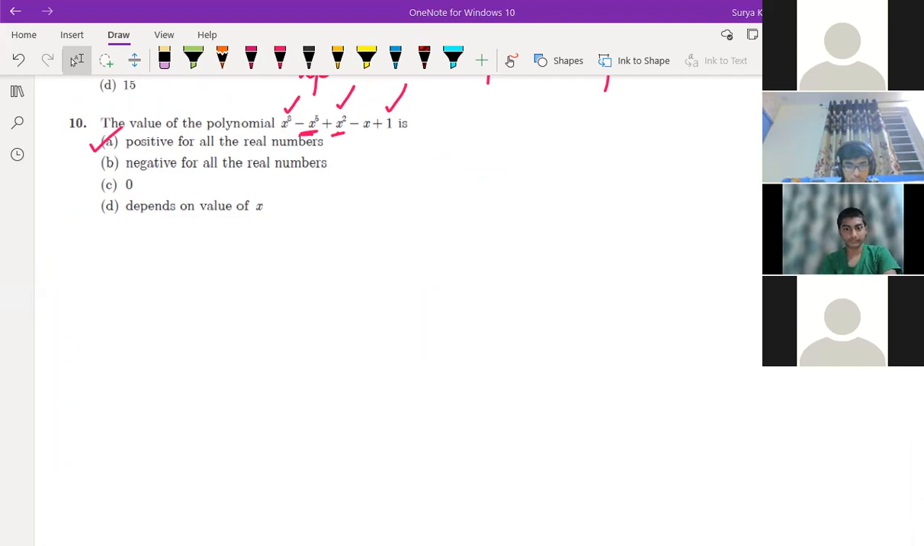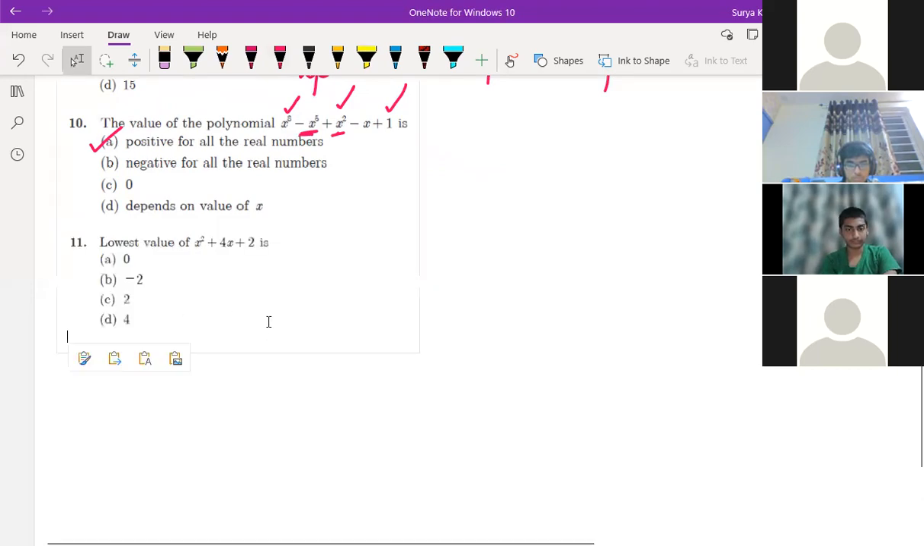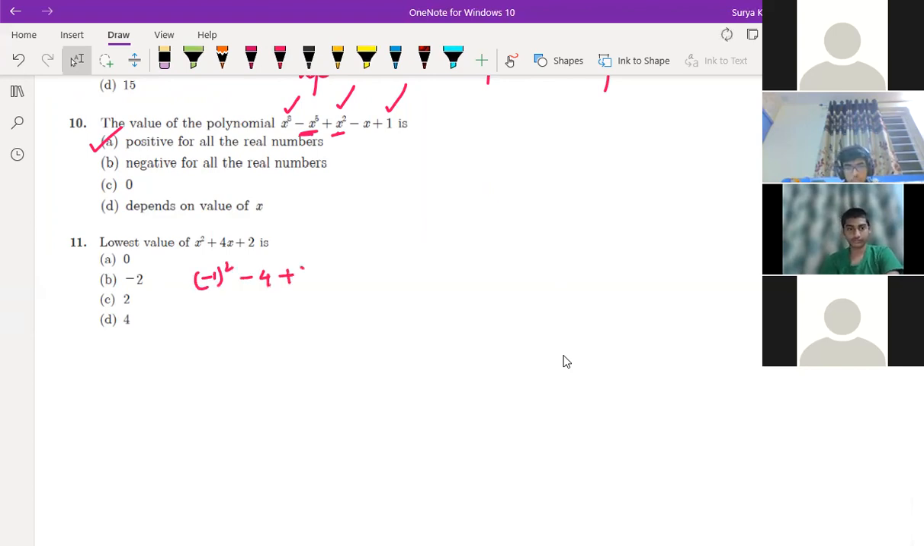Lowest value. How do you find the lowest value, children, here? Lowest value of x square plus 4x plus 2. What is the lowest value here? 0, if you put 0, you'll get 2. Okay. Minus 1, if you put, 1 minus 4 plus 2. Minus 1, if you put here, what do you get? Minus 4 plus 2. So here you'll get minus 1.